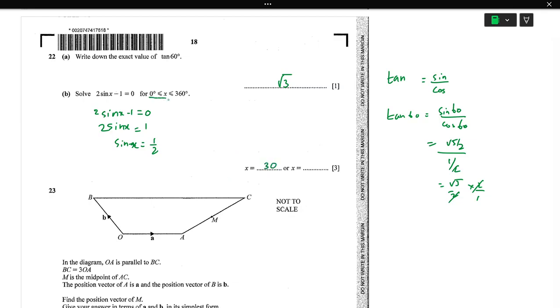So in the cycle 0 to 360, we have first quadrant, second quadrant, third quadrant, fourth quadrant. Sine is going to be positive in the first quadrant and the second quadrant. So here is 30, so the reflection is going to be here, which is 150, because it is 180 minus 30. So here is 150 degrees and here is 30 degrees.